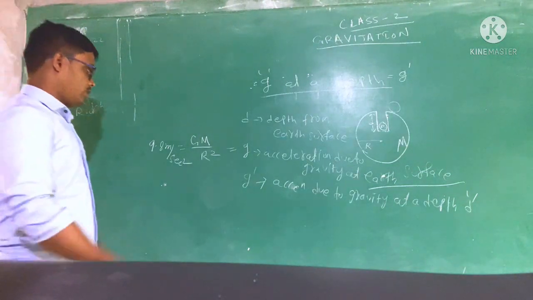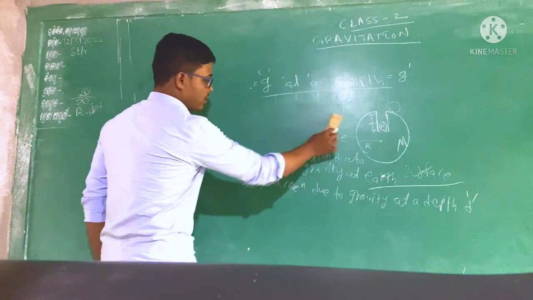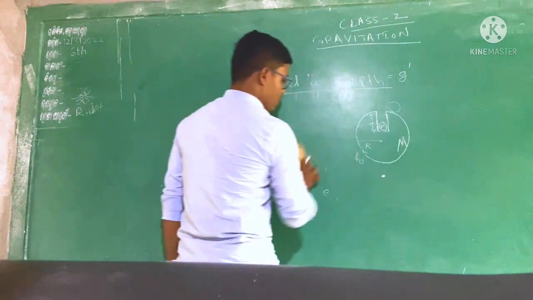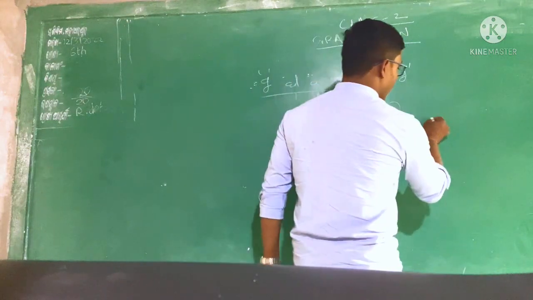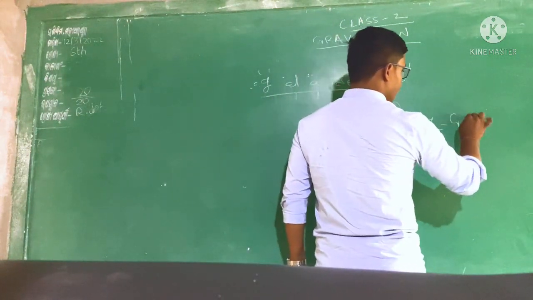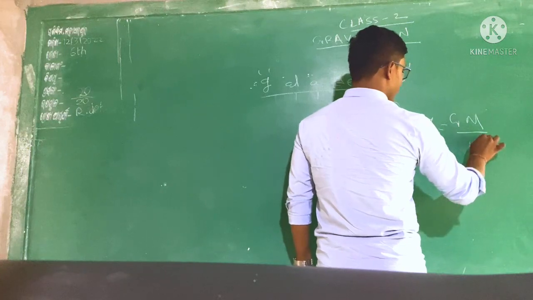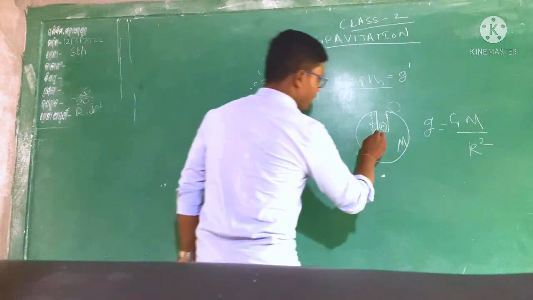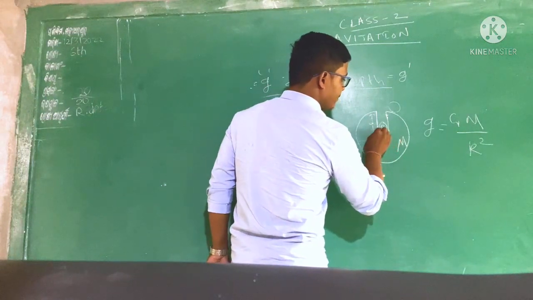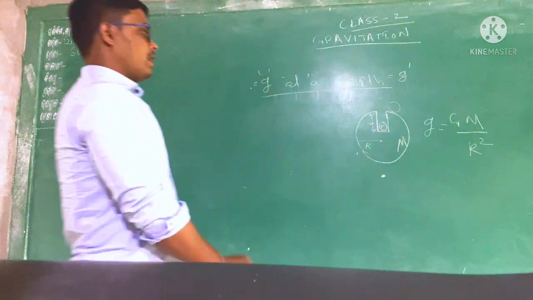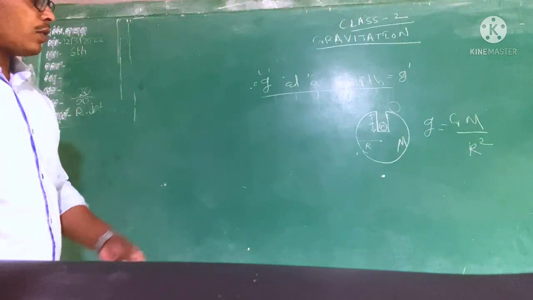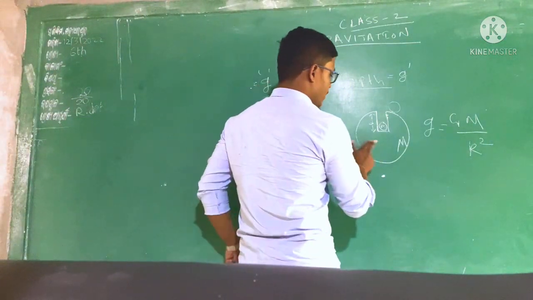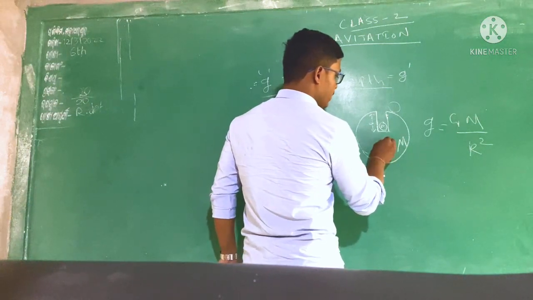Okay, so write the theory. So now let's do the calculation. So what do we have? We have one thing, that is g equal to GM by R square. Now we will see what is happening here, right? What is happening here? Okay, so in this case also we have the case. So this is the earth radius.